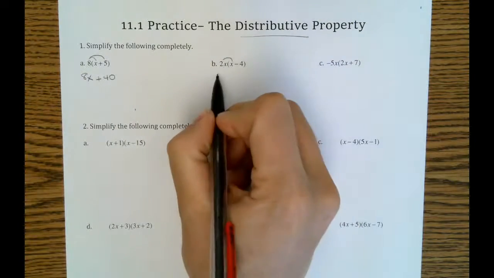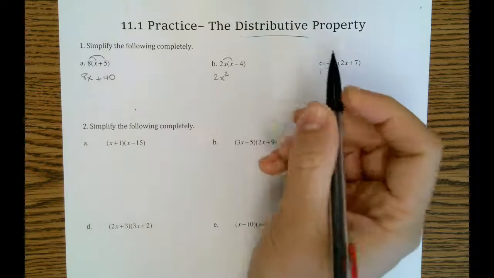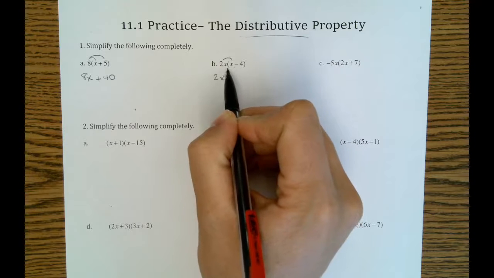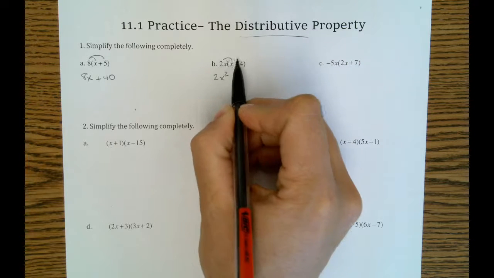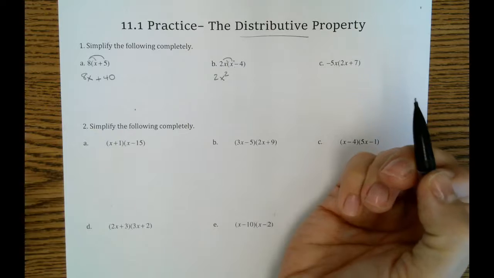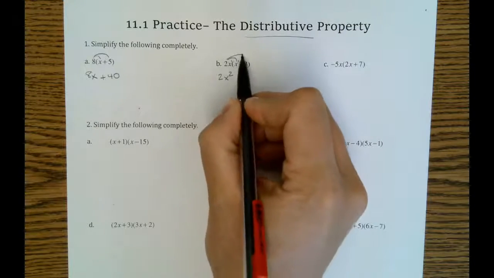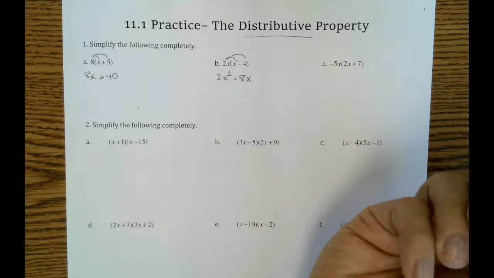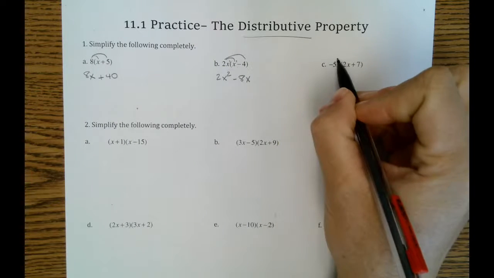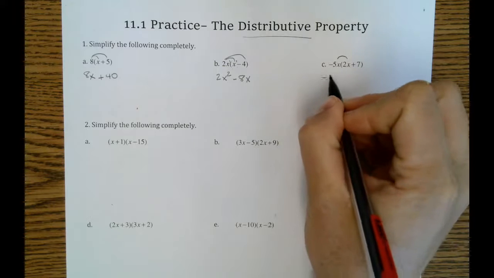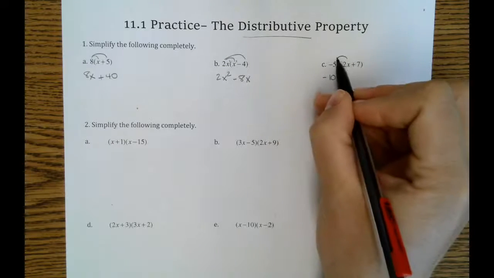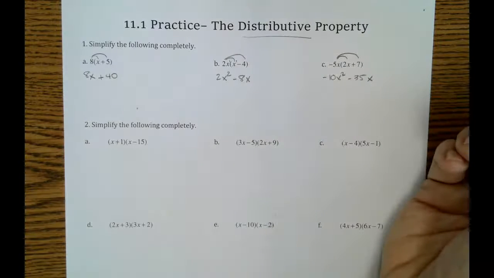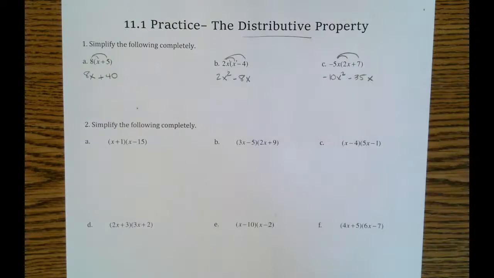So we'll take 2x times x, which is 2x squared. So here, when you multiply a variable by a same base variable, meaning they both have a base of x, we add their exponents. So these both have an exponent of 1, so we add those together to get 2. 2x squared times negative 4 is negative 8x, and there's nothing that we can combine there because we have no like terms. Letter C, same thing. Negative 5x times 2x is negative 10x squared. Negative 5x times 7 is negative 35x. There's no like terms with the same variable, so we cannot combine anything.